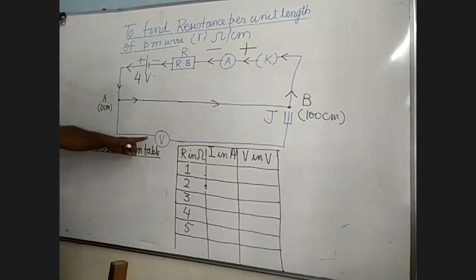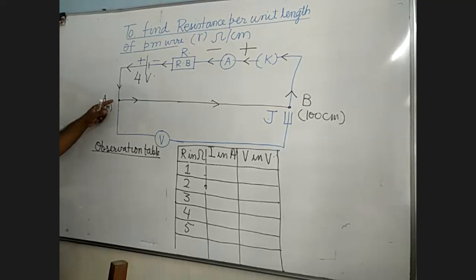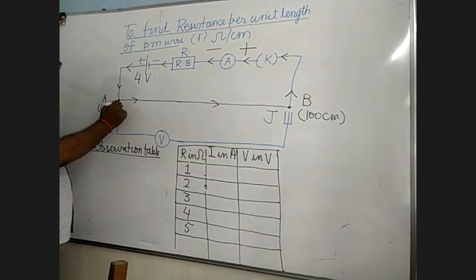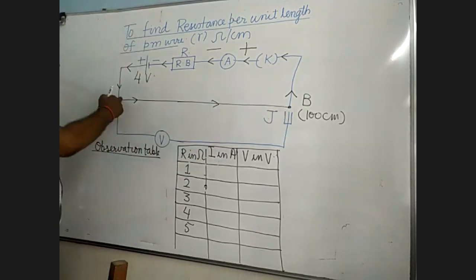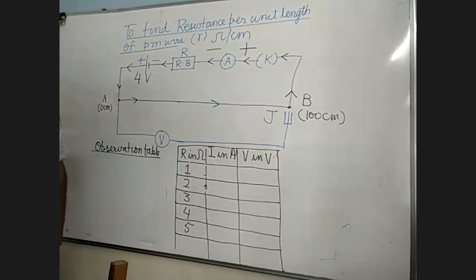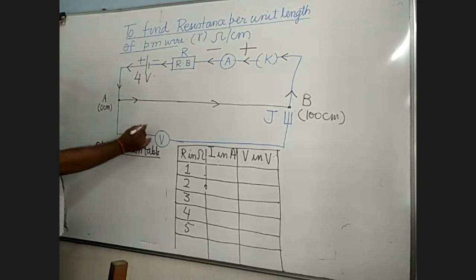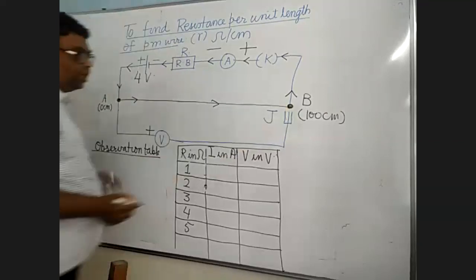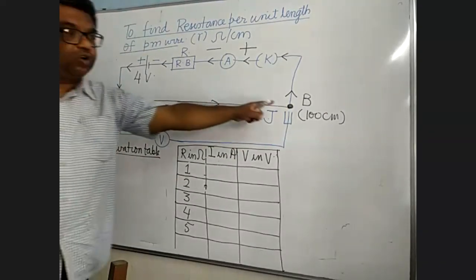I have to say now about the voltmeter. As you know, the voltmeter is always connected in parallel. What does parallel mean? Higher potential ends at one point, lower potential ends at one point. So here it is connected parallel to AB. The voltmeter is connected parallel to AB because you have to record the potential drop across AB. So this end will be plus because this is at higher potential, this is at lower potential. A is at higher potential, B is at lower potential.